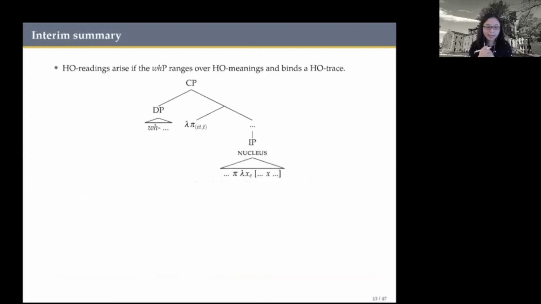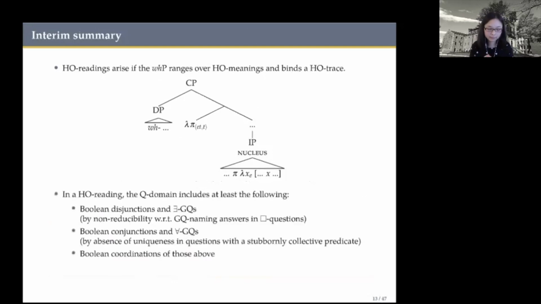So this is part A. As an interim summary, I argue that higher-order readings arise if the wh-phrase ranges over higher-order meanings and binds a higher-order trace. In the higher-order reading, the Q domain includes basically three sets of things.